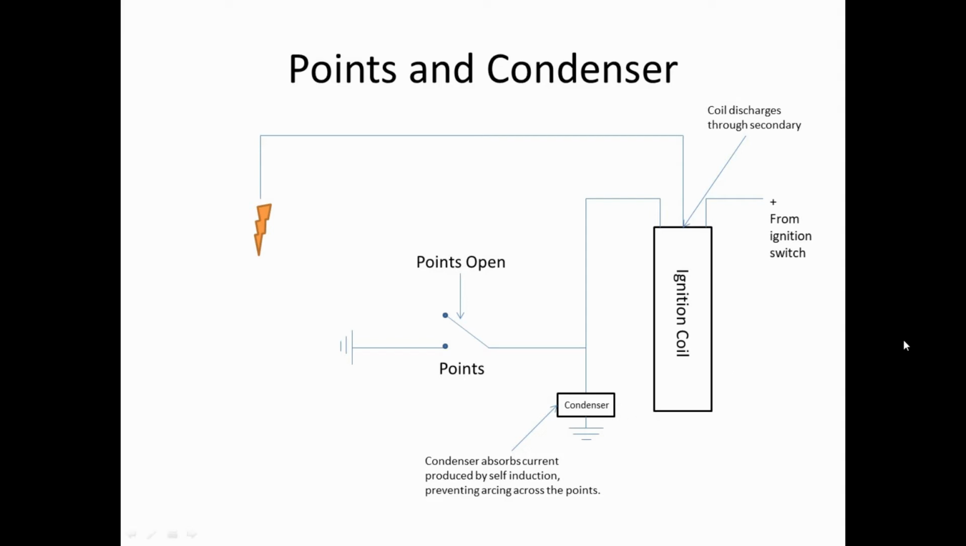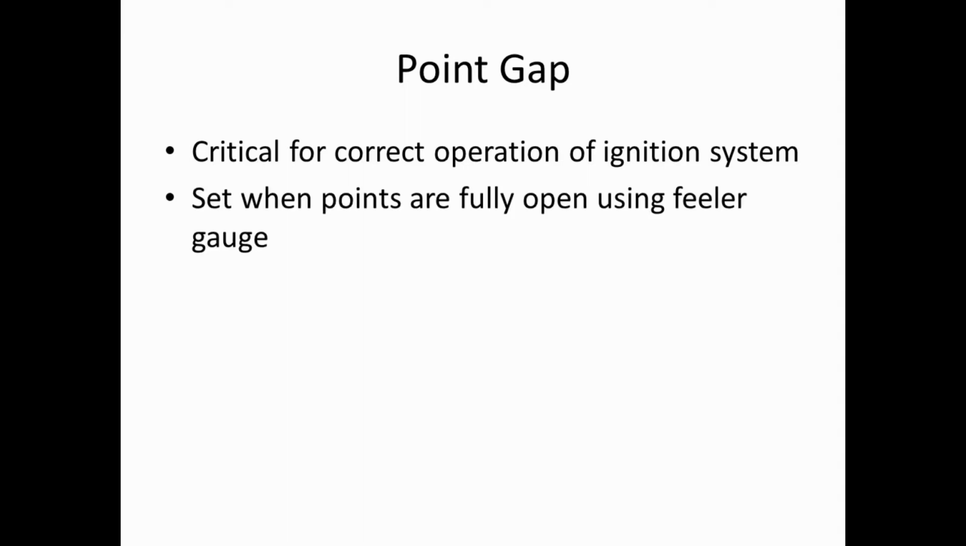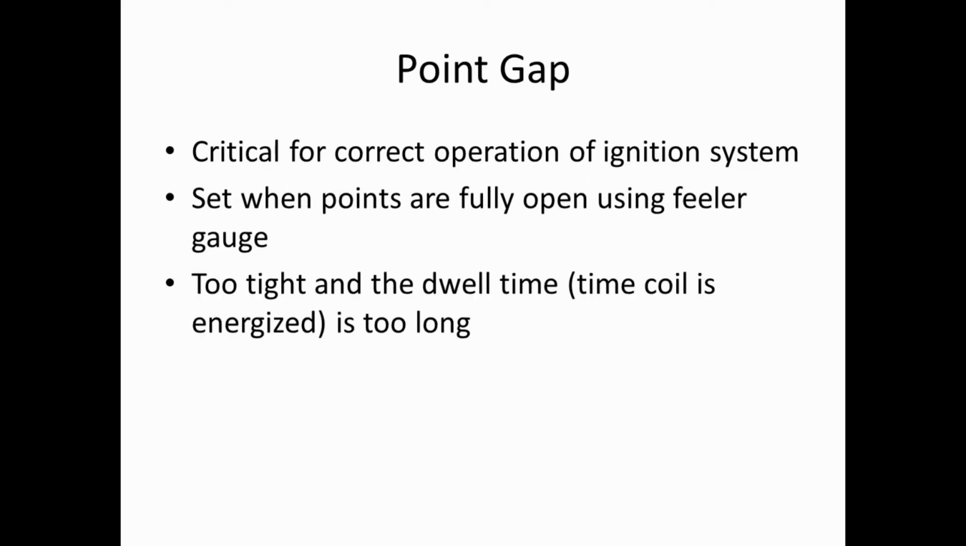Without the condenser, if you have a failed condenser, you'll notice very quickly that your points are all burned up and toast. They won't last very long. So, point gap. It's very critical for the correct operation of your ignition system if you have a points and condenser style ignition. It's set when the points are fully open using a feeler gauge.